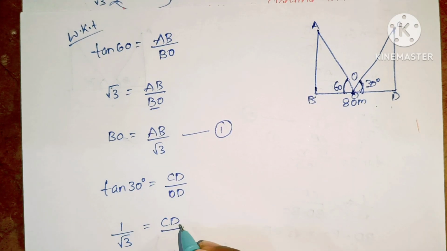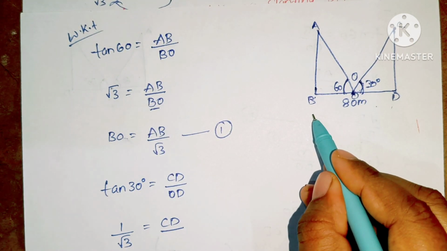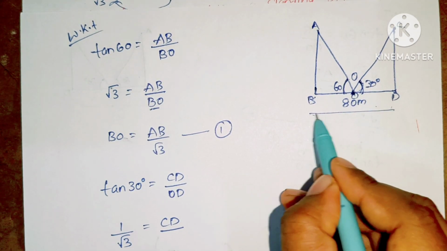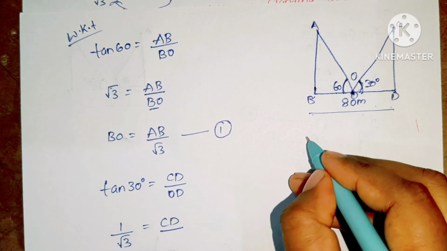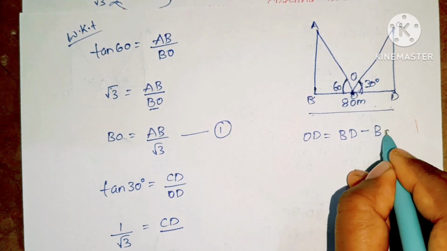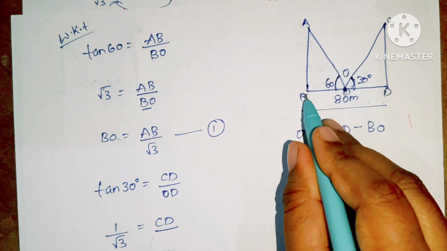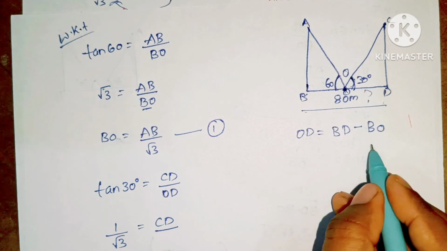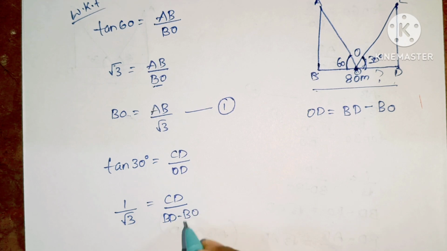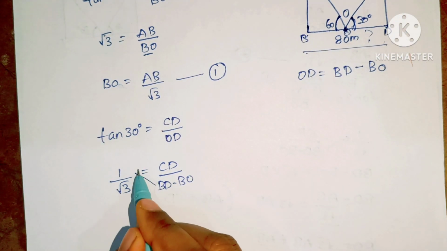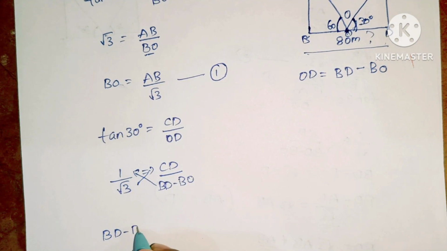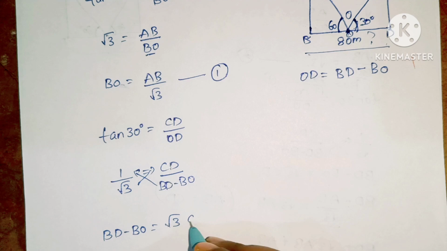Now OD we don't know. So from this point to this point, if you have to find the length, you know BD. From BD you have to subtract BO. Okay, then you will get what? OD. OD equal to BD minus BO. Okay, in the total length, if you subtract BO, what remains? OD. So in place of OD, what can you write? BD minus BO. Okay, now what will you do? Cross multiply. Then what will you get? BD minus BO equal to root 3 CD.